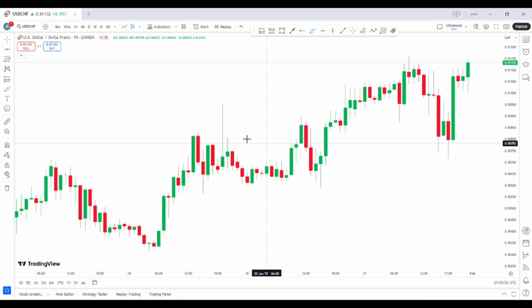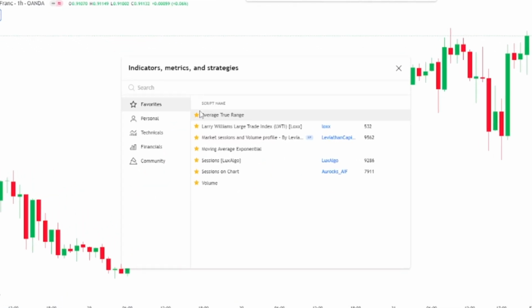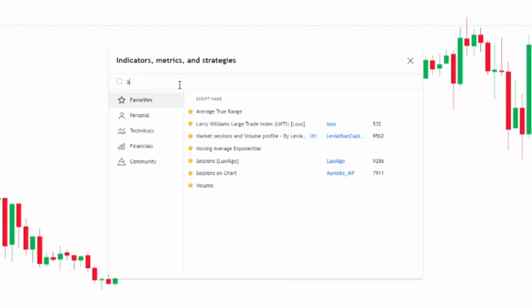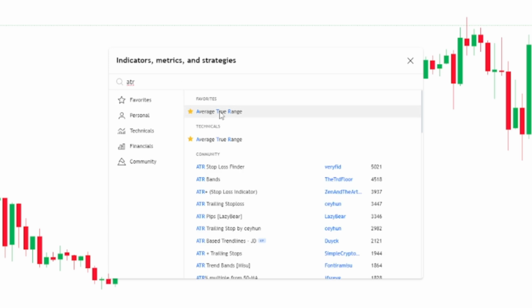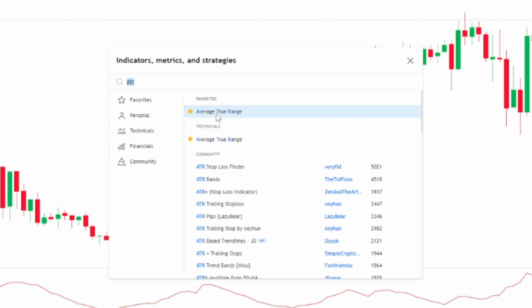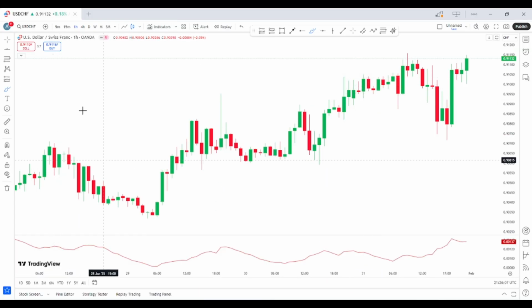So what you're going to do is go to your indicator section, the area at the top here, press there, and type in ATR. This indicator is going to come up right here. I've put it on favorites. Press on it once, and it's going to appear at the bottom. So this is the ATR indicator that we're going to be using.